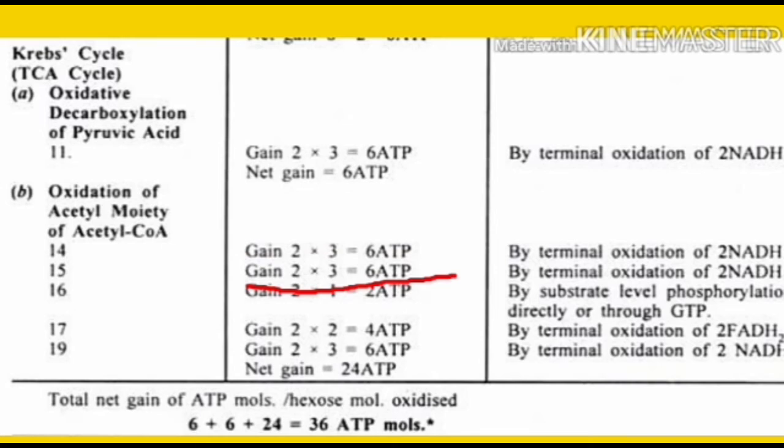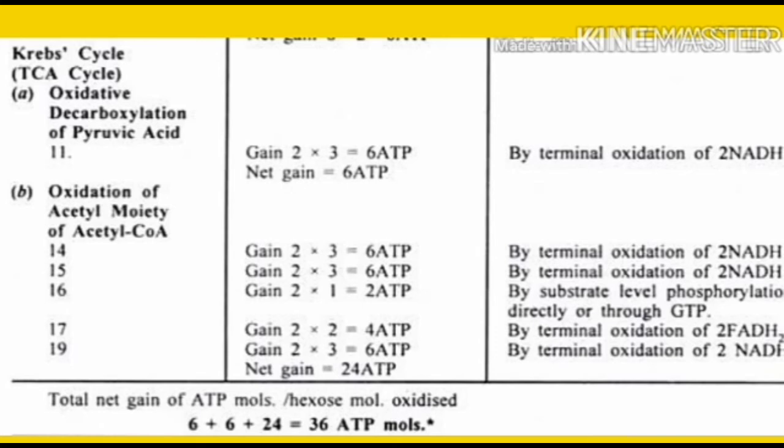Then from succinyl coenzyme A to succinic acid, one GTP is produced from each, so 2 GTPs are formed. Then two FADH2s are formed from succinic acid to fumaric acid. Each FADH2 releases 2 ATP. Each GTP is equal to 1 ATP. GTP is guanosine triphosphate, and FADH2 is flavin adenine dinucleotide. GTP is equal to ATP, and FADH2 is equal to 2 ATPs.